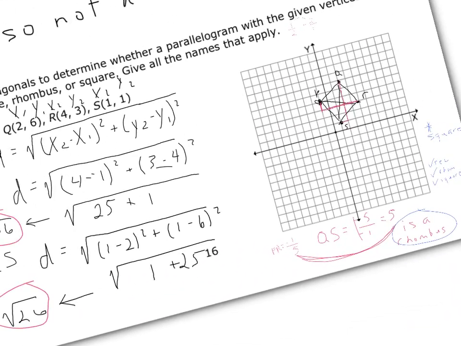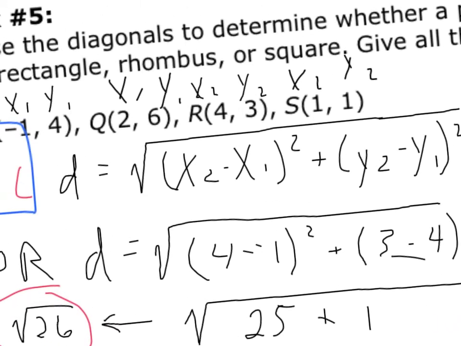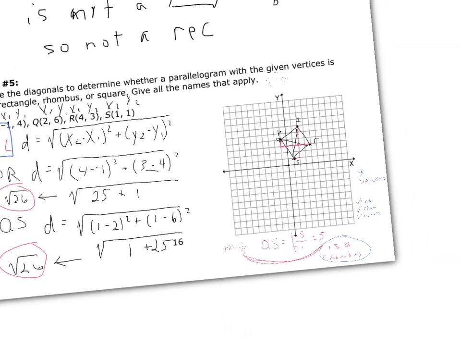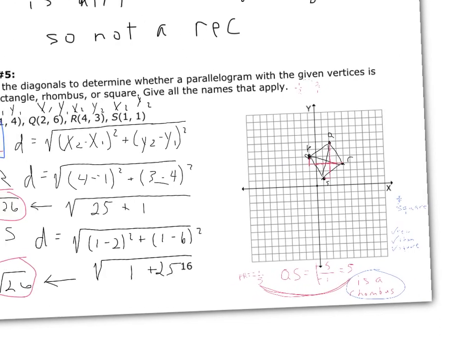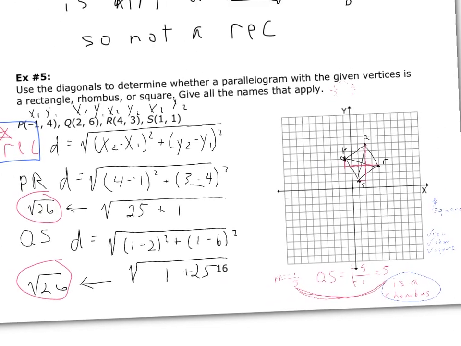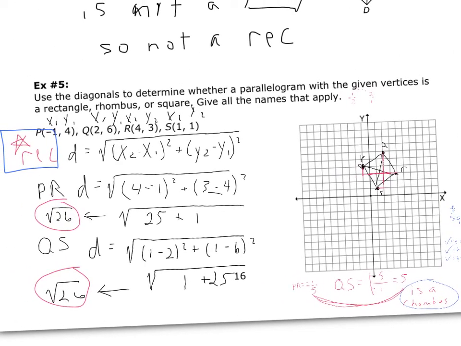So make sure you remember your distance formula, and make sure you also know how to do rise over run. Review this example. It's a lot of information. Okay, go ahead and get started on your homework.